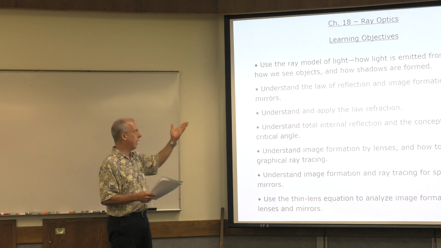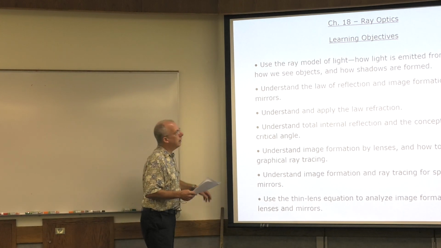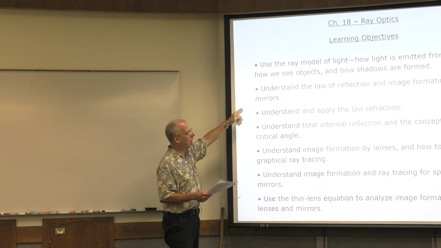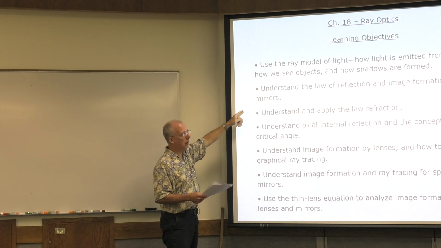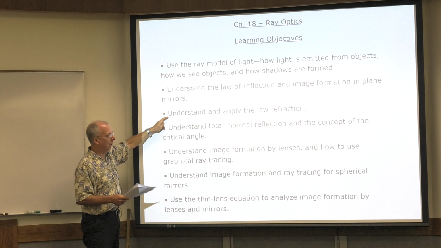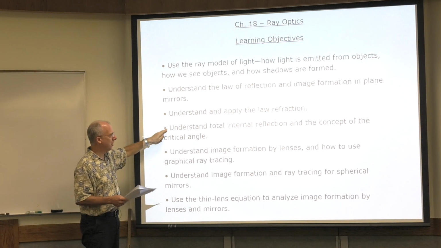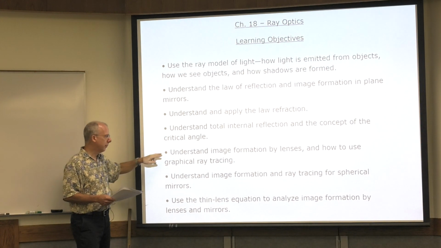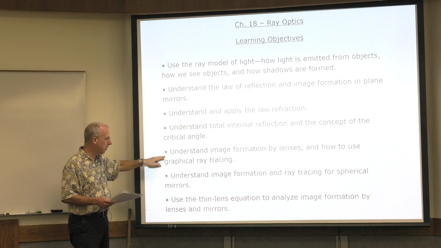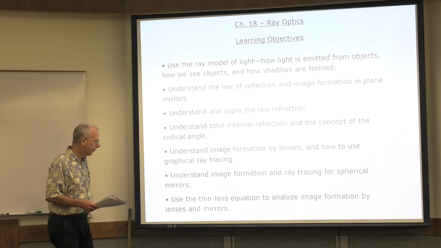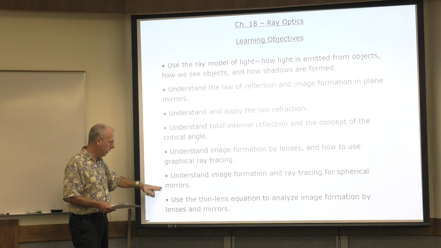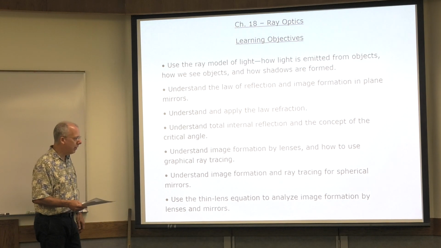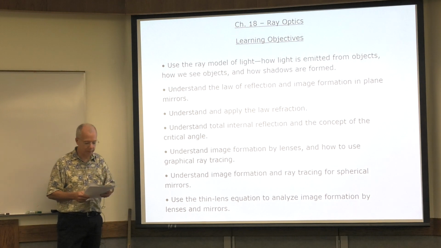All right, so here are the objectives. We're going to use the ray model of light, how light is emitted from objects, how we see objects, how shadows are formed, understand the law of reflection and image formation in mirrors, understand and apply the law of refraction, understand total internal reflection and the concept of critical angle, that's fiber optics, understand image formation by lenses and how to use graphical ray tracing, understand image formation and ray tracing for mirrors, spherical mirrors, and use the thin lens equation to analyze image formation by lenses and mirrors.